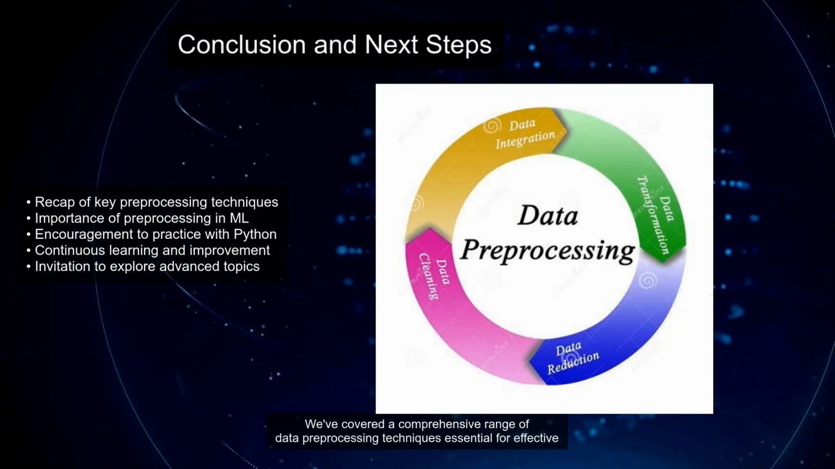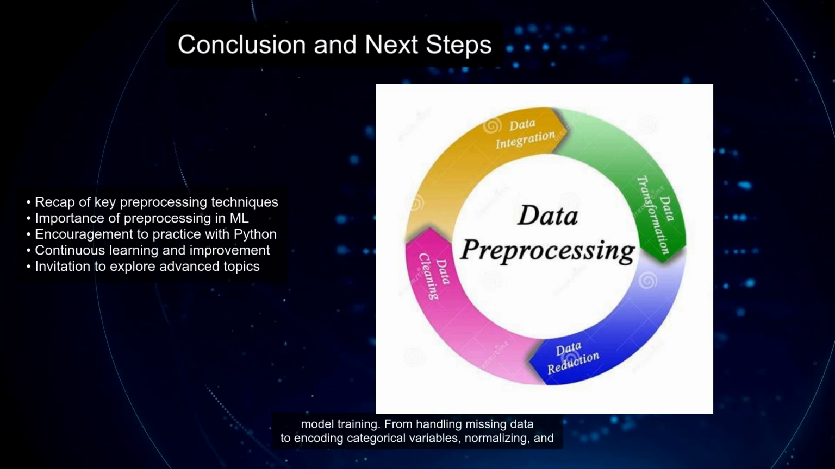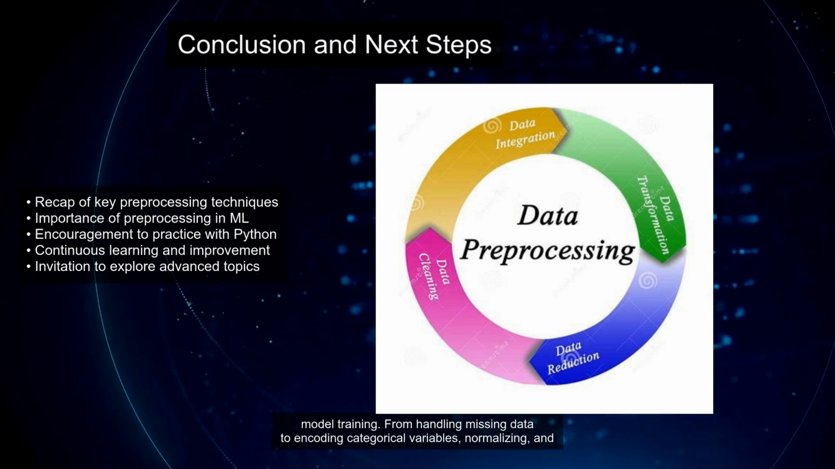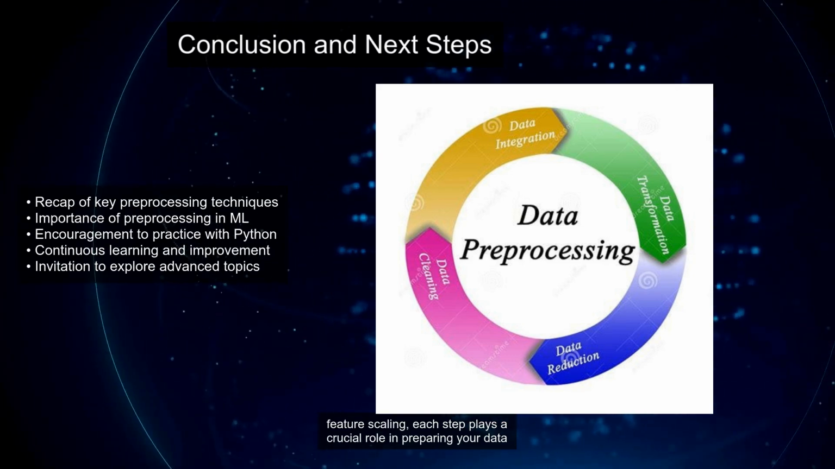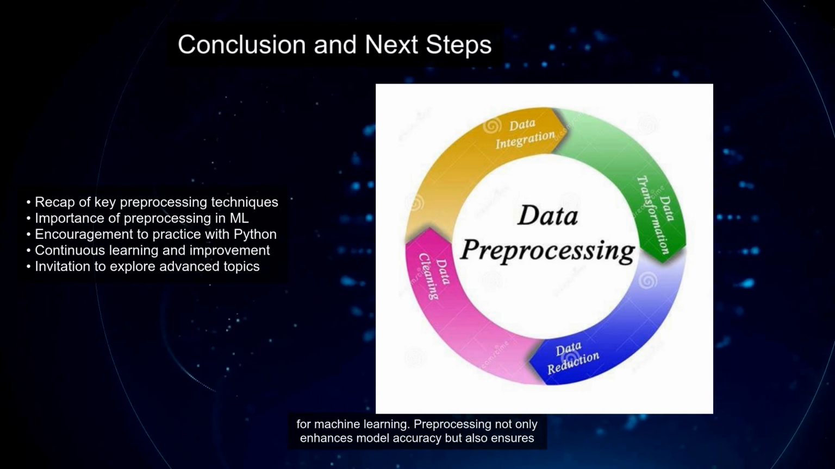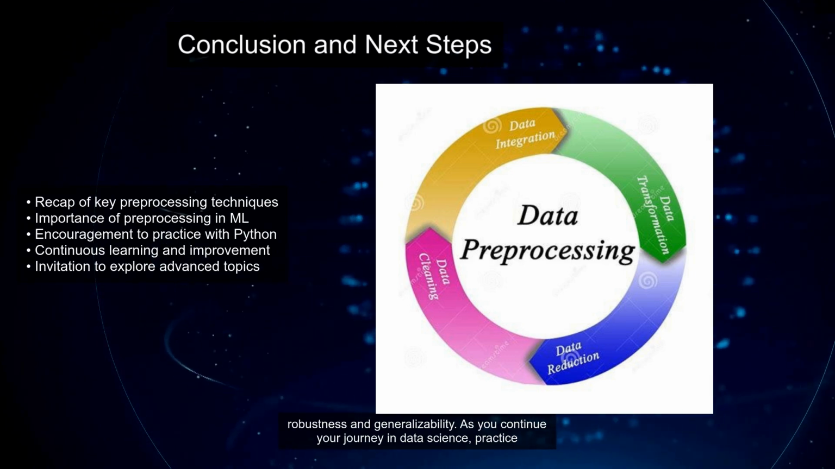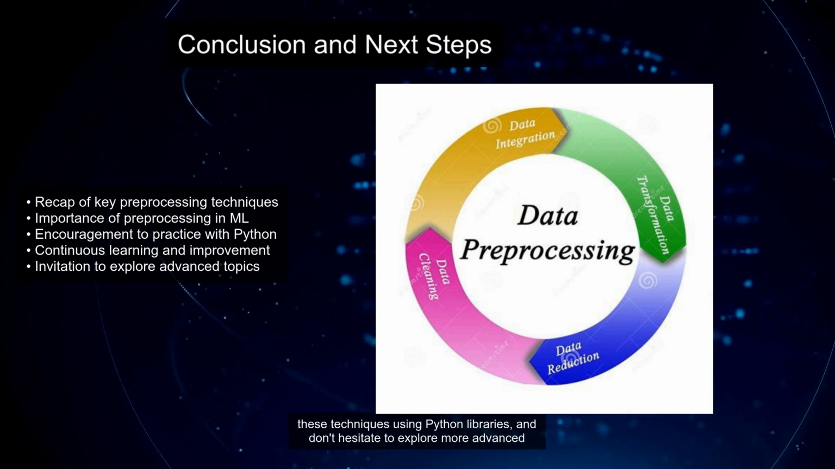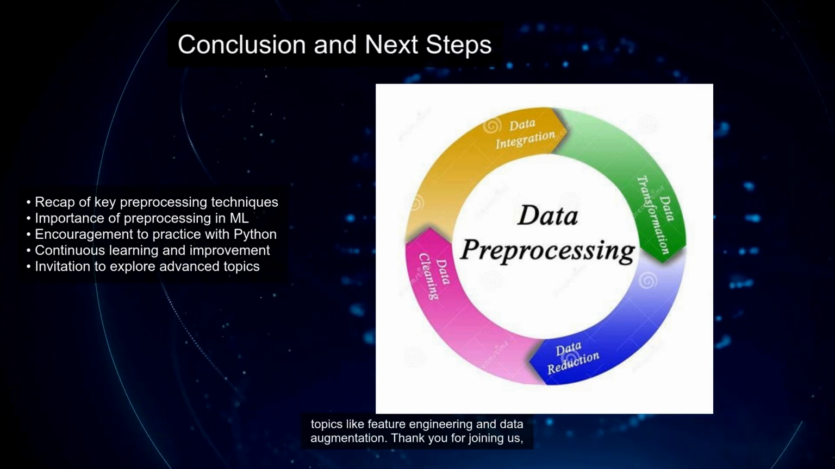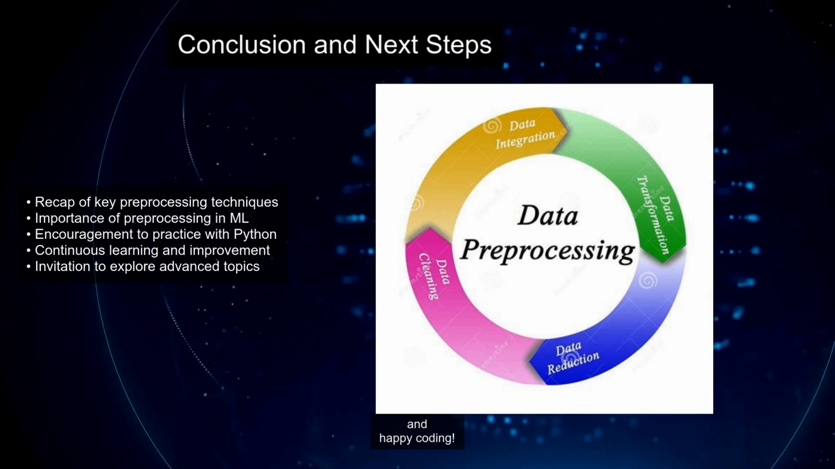We've covered a comprehensive range of data preprocessing techniques essential for effective model training. From handling missing data to encoding categorical variables, normalizing, and feature scaling, each step plays a crucial role in preparing your data for machine learning. Preprocessing not only enhances model accuracy but also ensures robustness and generalizability. As you continue your journey in data science, practice these techniques using Python libraries, and don't hesitate to explore more advanced topics like feature engineering and data augmentation.